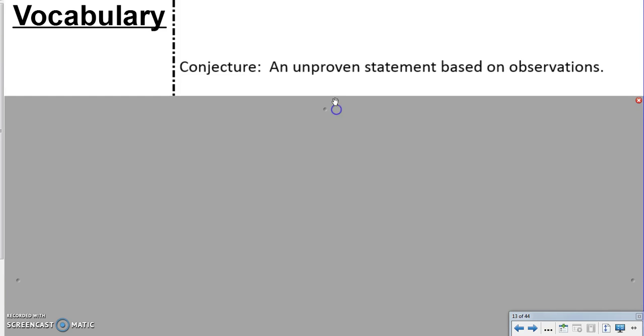Okay, first vocabulary term is a conjecture. So a conjecture is an unproven statement based on observations. So we're going to make conjectures when we observe something going on, and in this case we'll be looking at different patterns or sequences and kind of see what the next terms would be, for instance. So a conjecture is an unproven statement based on observations.